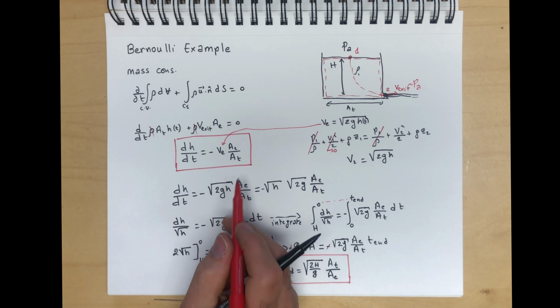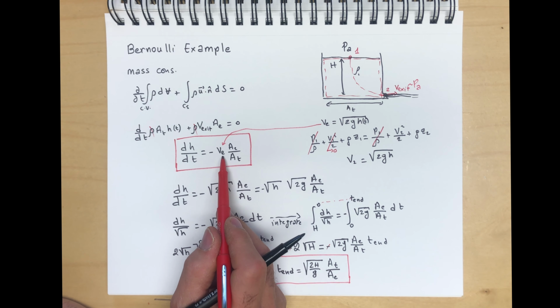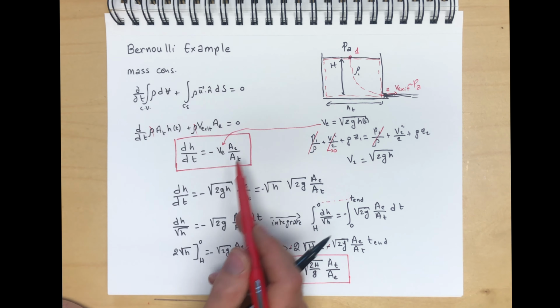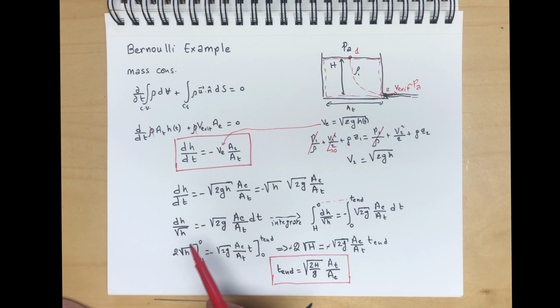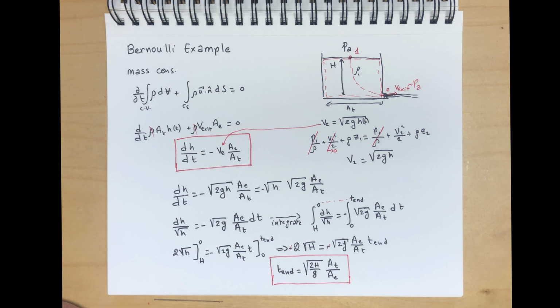So we used mass conservation. We expressed the rate of change of the height as a function of the exit velocity, and then we used Bernoulli, or the momentum equation, along a streamline to find the exit velocity, and that allowed us to obtain this really cool result.